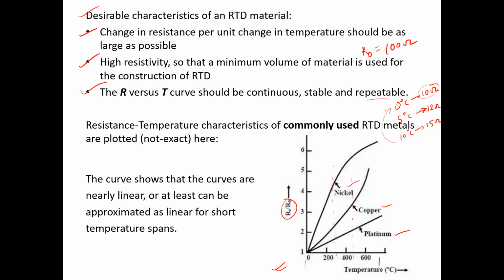So, one more thing is that in most cases for RTDs, different types of metals are used, and almost all the metals have a positive temperature coefficient, which means that with the increase in temperature, the resistance of each of the materials will also increase.